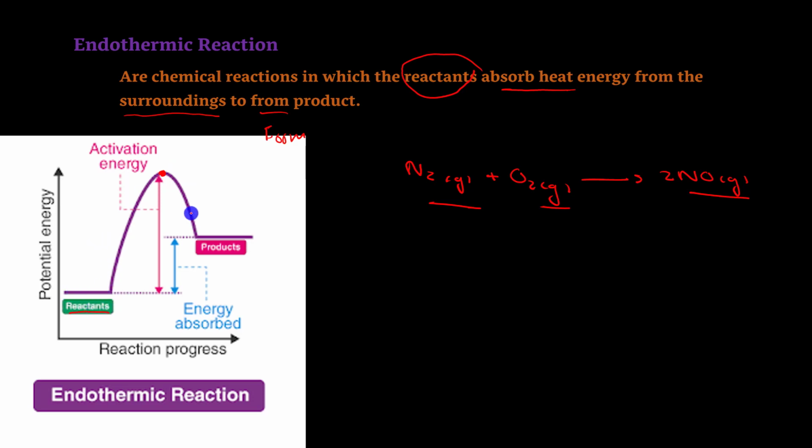When they react with each other, the product has more energy than the reactants. Look, this is the energy level of the reactants, and this is the energy level of the product. It means that the product has more energy than the reactants. These kinds of reactions are called endothermic reactions. Why does the product have more energy than the reactants? Because the product absorbs energy while this reaction is happening, so it gets more energy from the surroundings.